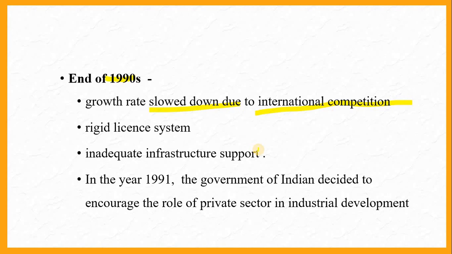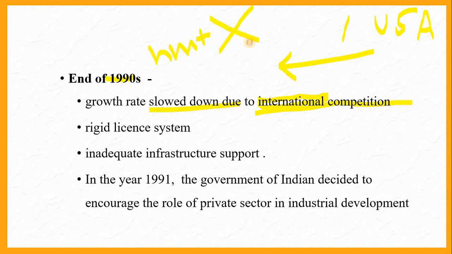For example, I told you about HMT. HMT watches, initially people started buying, but then from foreign countries, from the USA, there were better watches. There were better watches from Switzerland. So this became international competition, and Indian goods such as HMT were actually not of high quality. Their quality was very poor. So they couldn't withstand foreign competition.